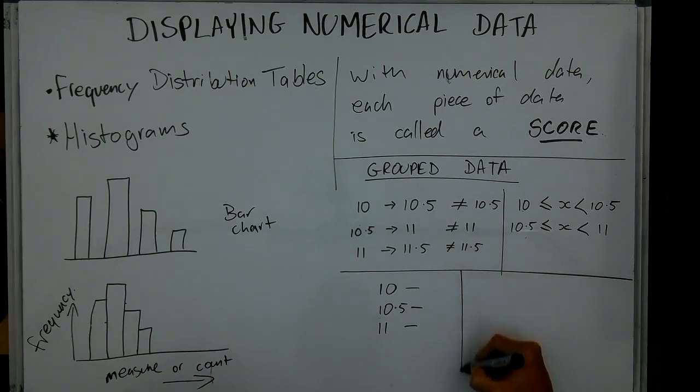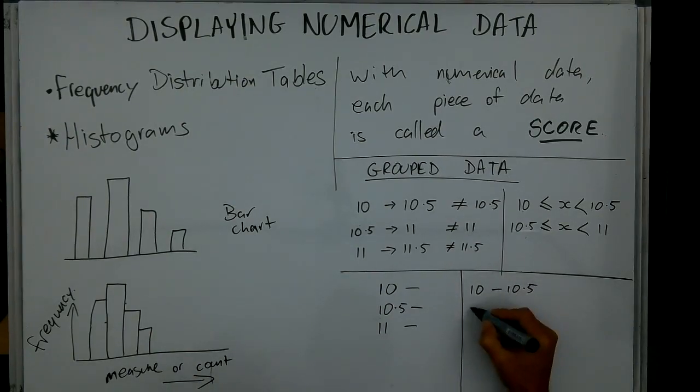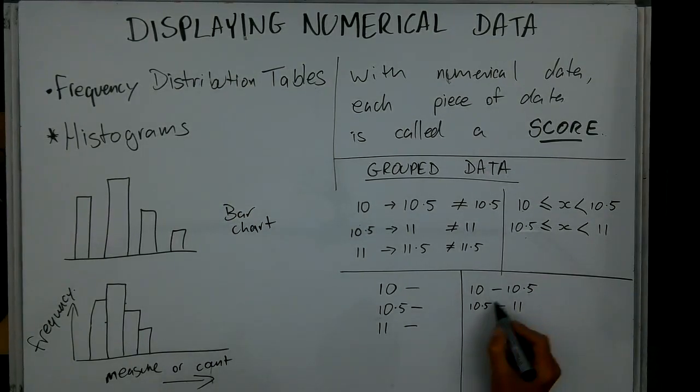In the same way, you may see it as 10, 10.5, 11, and that's all you will get. And you sort of need to understand that the higher number in each group doesn't actually belong in that group, it's everything up to that, and then we jump into the next category.